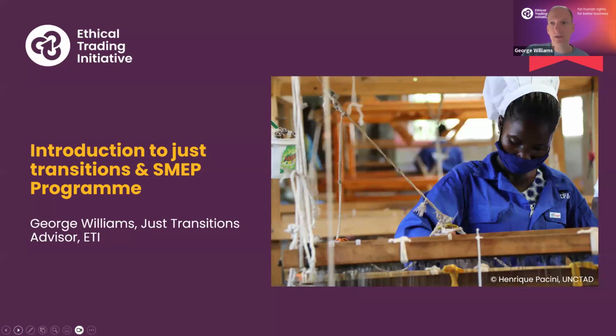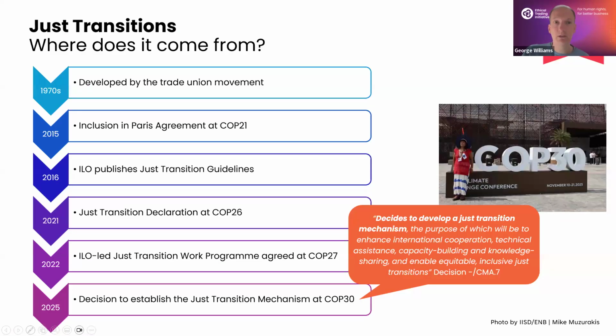So in terms of just transitions and that concept and where it comes from, I think it's really important to emphasize that this is a concept, a set of principles and priorities and ways of working that was developed by the trade union movement back in the 1970s. So it's certainly not a new concept. However, it has gained a lot of traction, I would say, over the last decade or so, and particularly since its inclusion in the preamble to the Paris Climate Change Agreement back in 2015.